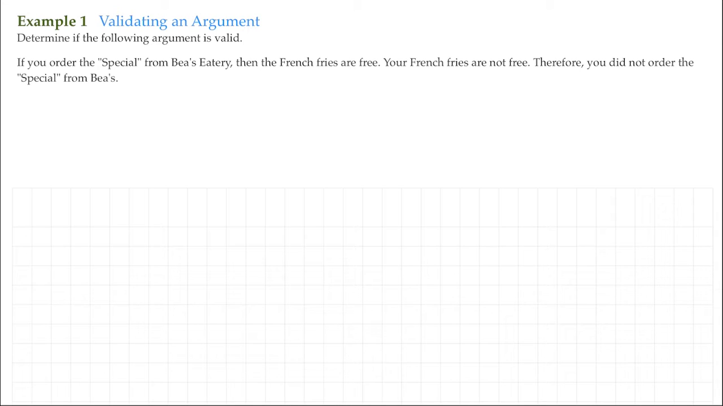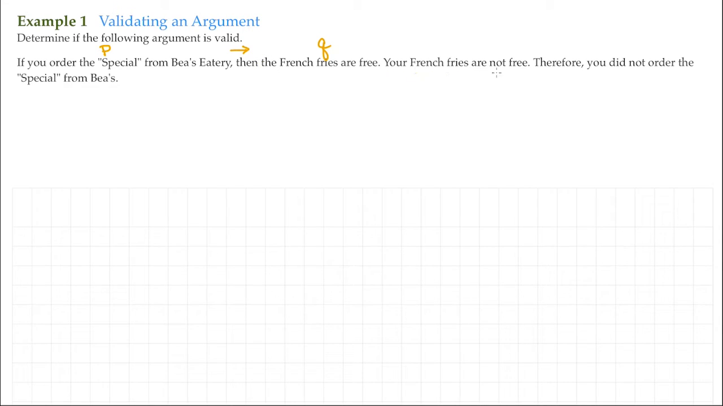So the first thing we need to do is point out the simple statements and then the premises. So you can see right here, if you order the special from B's Eatery, then the French fries are free. So this almost looks like right here, if P, and I'm just going to write it in right there, then Q. So the first simple statement could be, you order the special from B's Eatery. And the second simple statement can be, your French fries are free. So then this first conditional statement right here is your first premise. That's your first assertion.